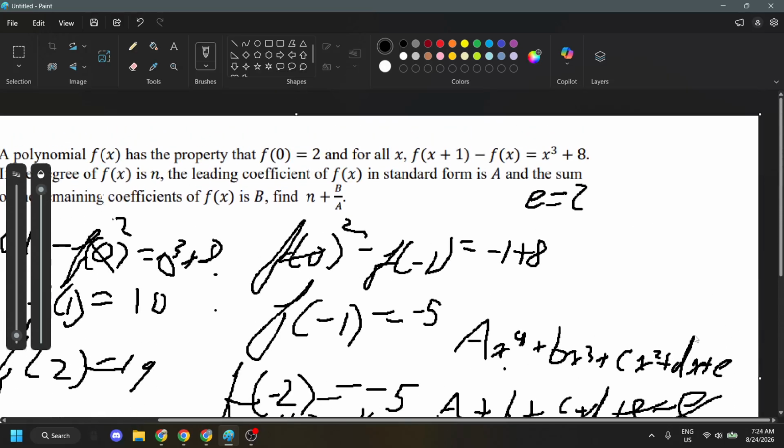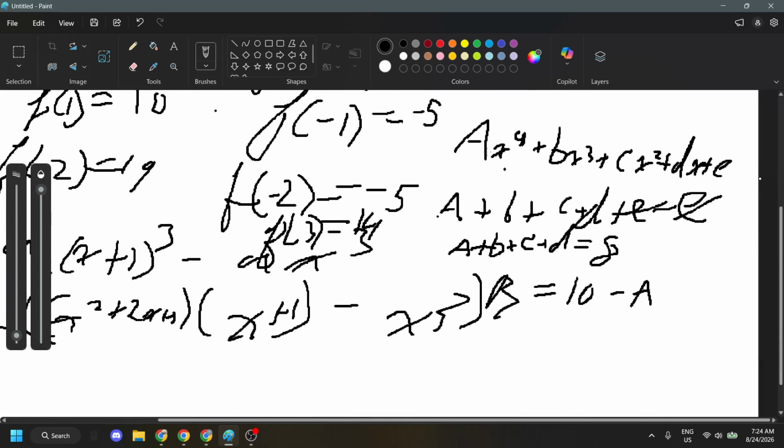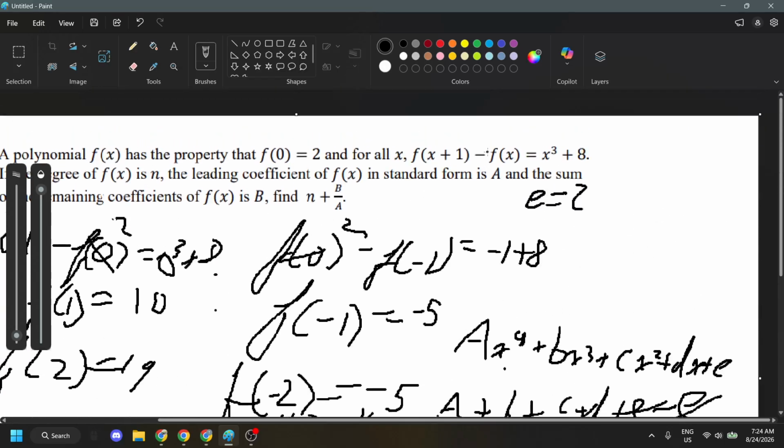Yeah, if we just put 0 in, we can't really figure anything out. I don't know what to do. I don't know how we'd find a or b. That's worrying me.